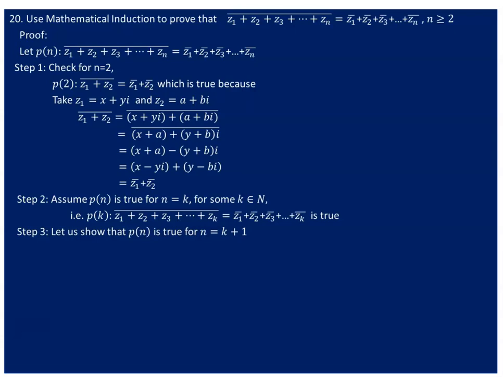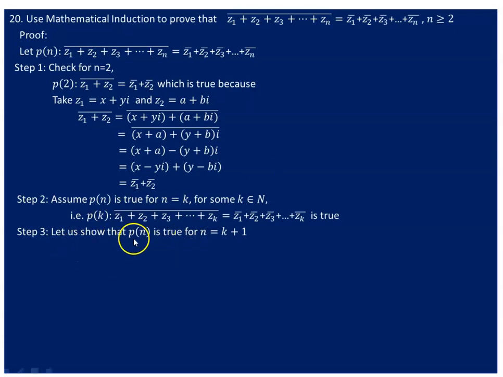Because of this, we have to assume that this property holds true up to a certain natural number k. And then if you are able to show that the property also holds true for the next natural number, k plus 1, you are done. You can say that the entire statement is true by using the principle of mathematical induction. So we are now in step 3.